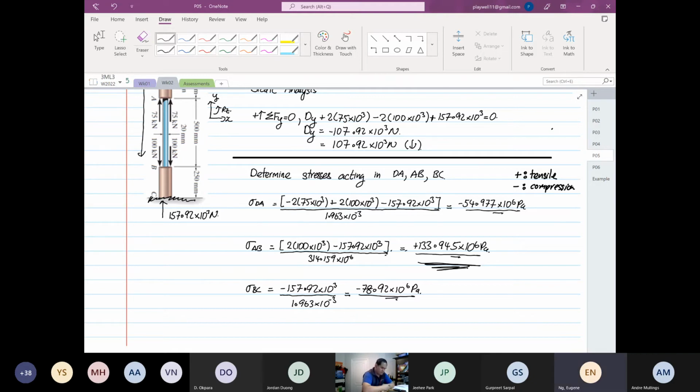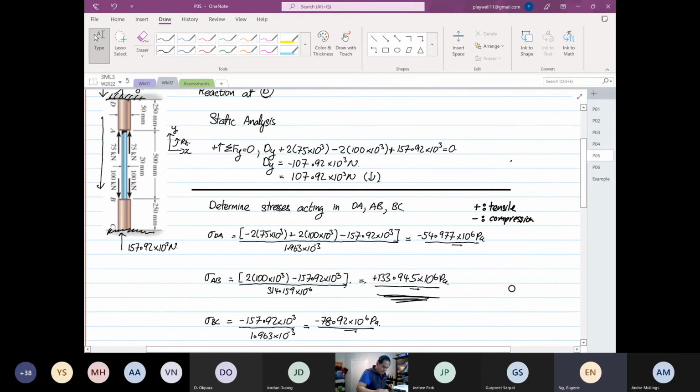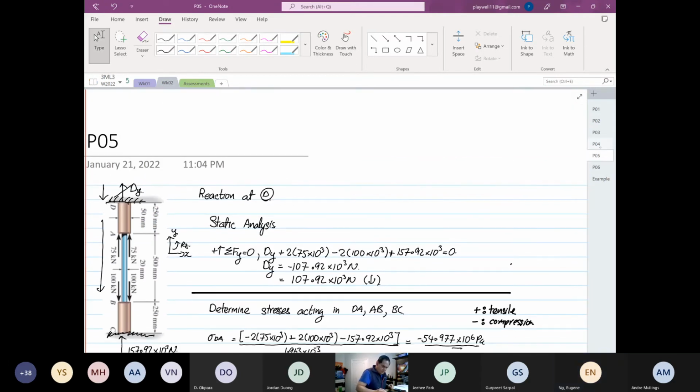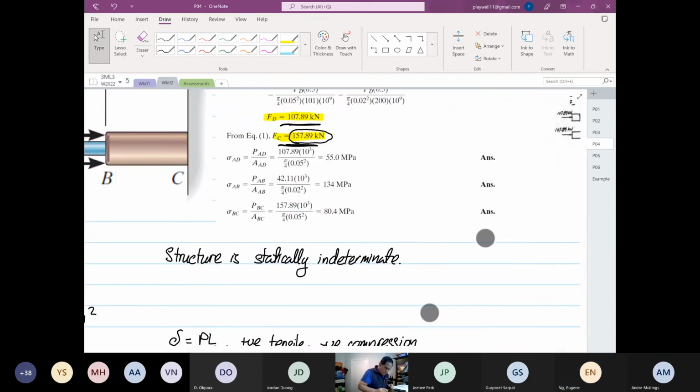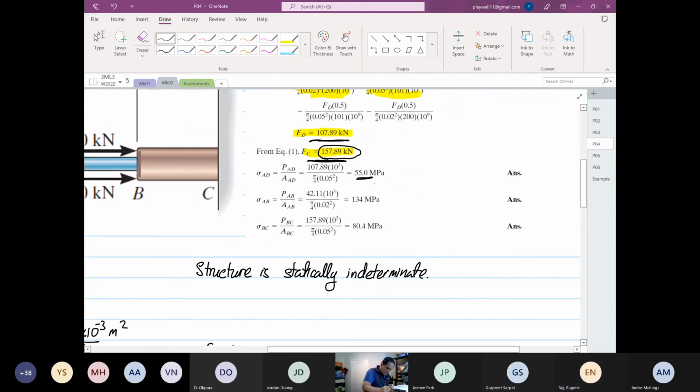Okay, right. So if we go back to the answer, 54, 133, 78. I think we got 78 point something, right? We're not that far away. The problem with their method is they don't tell you whether it is tensile or compression. We know whether it is tensile or compression, so we're more thorough than that.